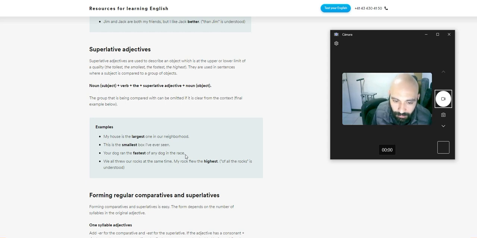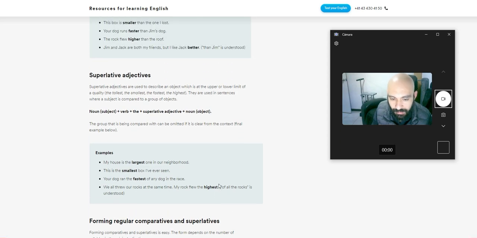Okay, and finally we have, we all threw our rocks at the same time. My rock flew the highest. So once again we have a height and we're comparing it, and that's the one who reached the highest. So we don't really need to say the exact amount or meters or kilometers or whatever, or even compare them because we know that that's the winner. So well, that's it. That's in a nutshell how we use comparatives and superlatives.